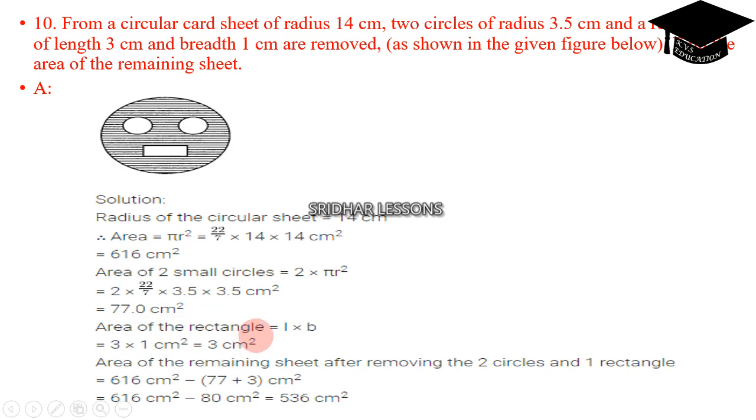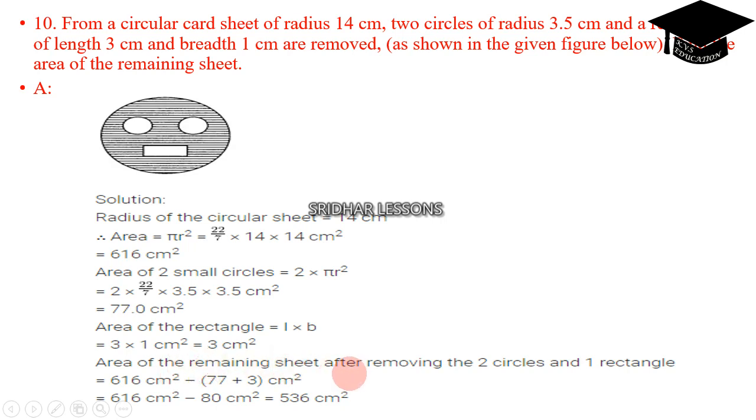Area of the rectangle is equal to L into B. That means 3 into 1 centimeters. Here it is 3 centimeters and 1 centimeter. So 3 into 1, which is equal to 3 centimeters square.